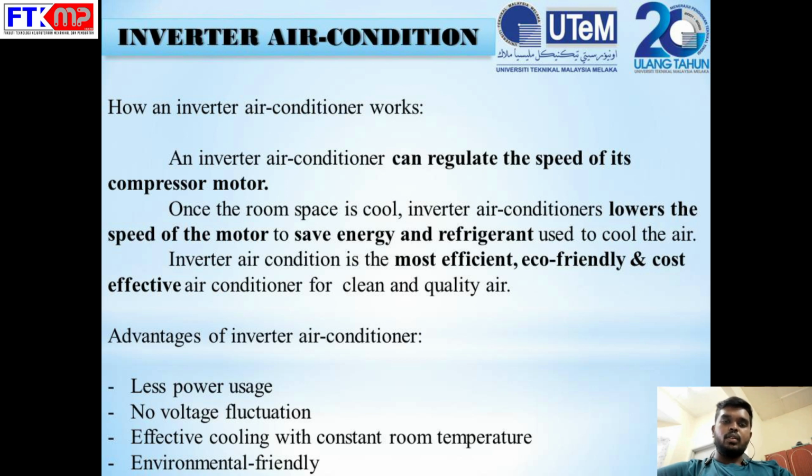Now we are going to talk about inverter air conditioner. Let's see how an inverter air conditioner works. An inverter air conditioner can regulate the speed of its compressor motor. It regulates the speed of the compressor motor automatically. Once the room is cool, inverter air conditioners lower the speed of the motor to save energy and refrigerant to be used. So automatically it's an energy saving air conditioner.